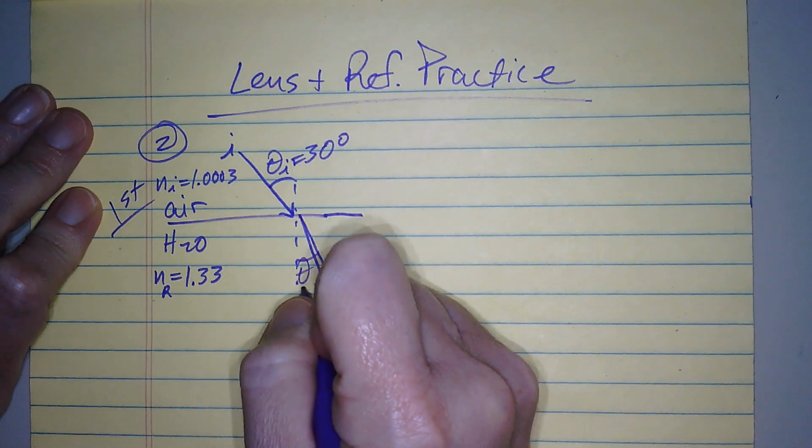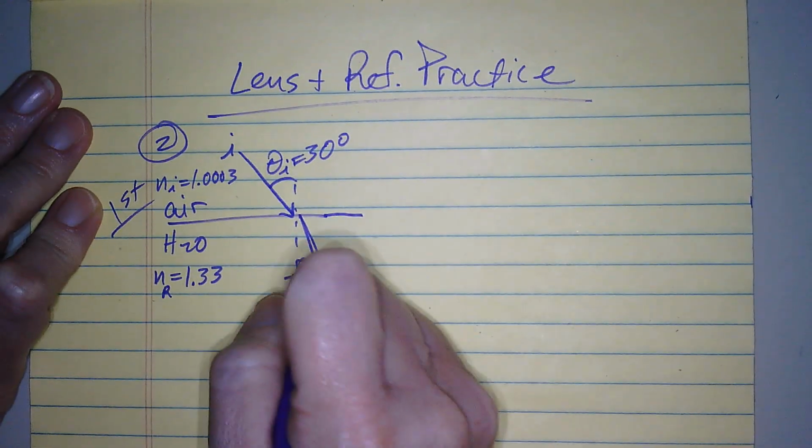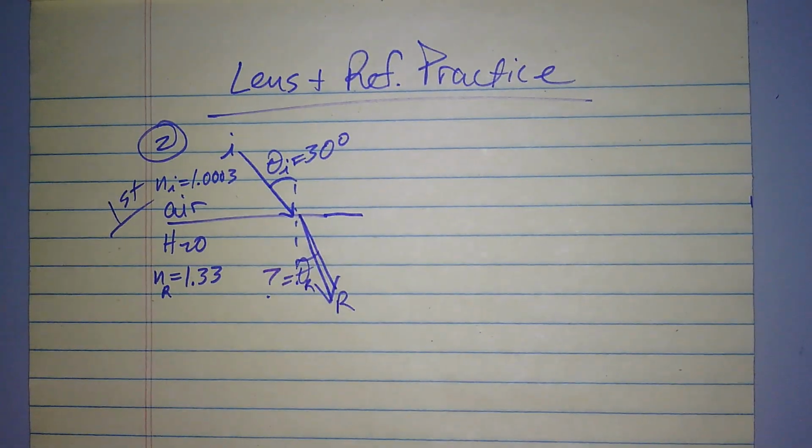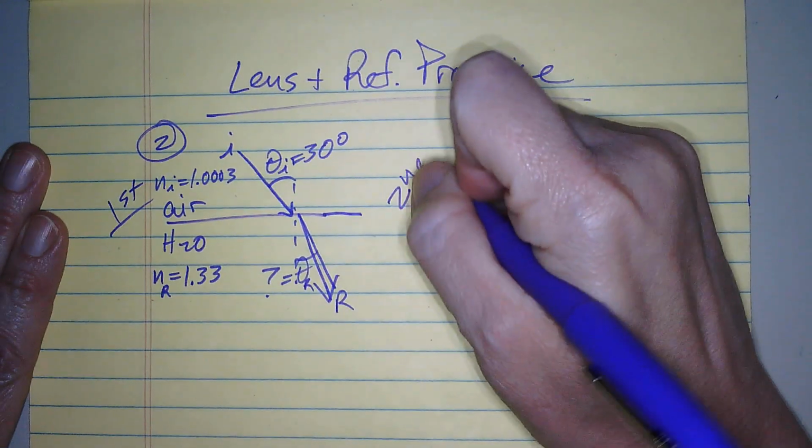Then there's my theta R, and this is my refracted ray, and I don't know my theta R. Okay? So that's the first sentence. After traveling through water, the light passes through glass at the bottom of the tank. Okay, so then what happens?